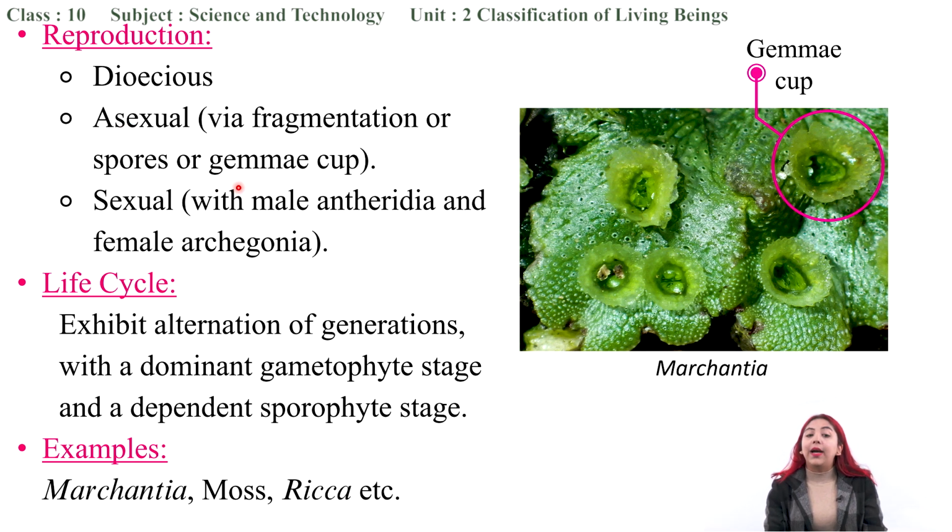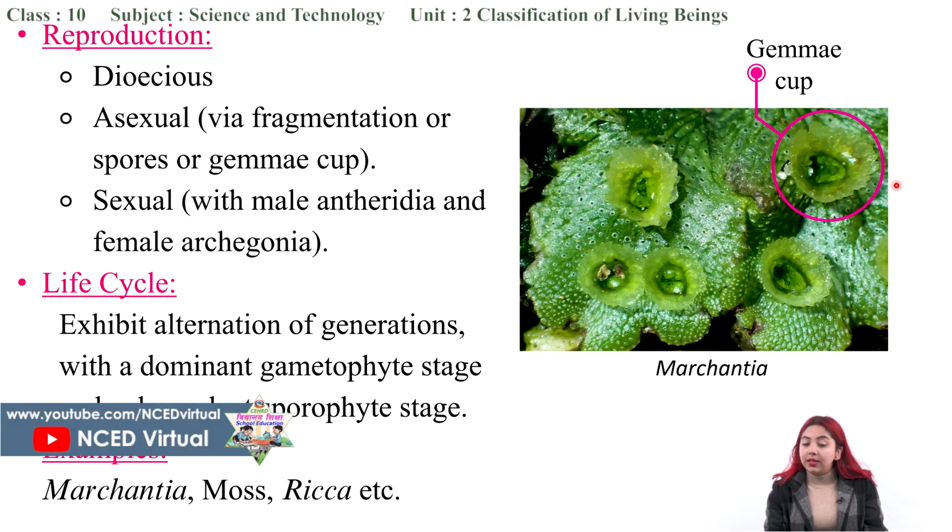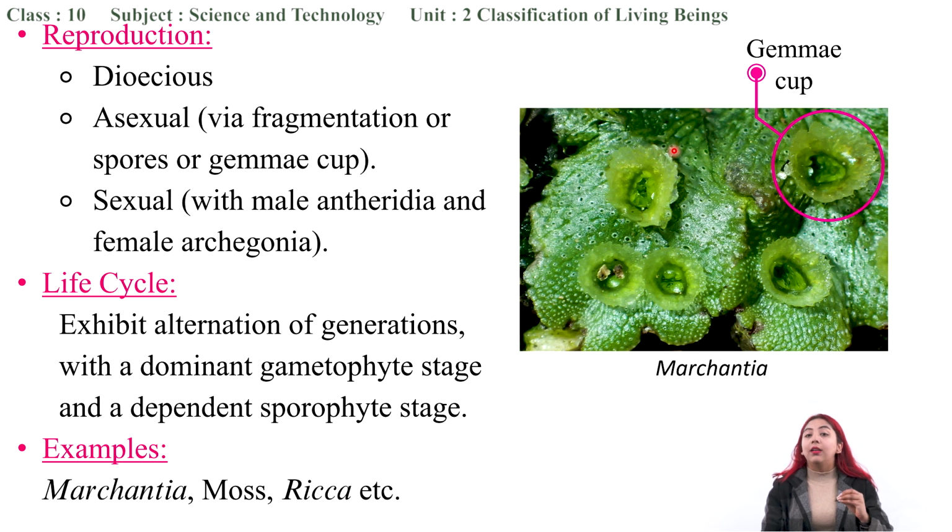Another is by gemma cup, as you can see here on the surface of Marchantia. These are the gemma cup, and these gemma cup can give rise to a completely new separate organism as well. So these are the modes of asexual reproduction.